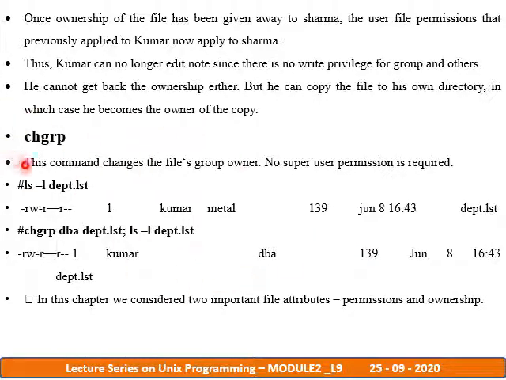That is done with the command chgrp. This command changes the file's group owner, so no superuser permissions are required. You just have to use chgrp, the group name, and the files. So instead of the previous group owner, it has been changed; the group owner's name is DBA.